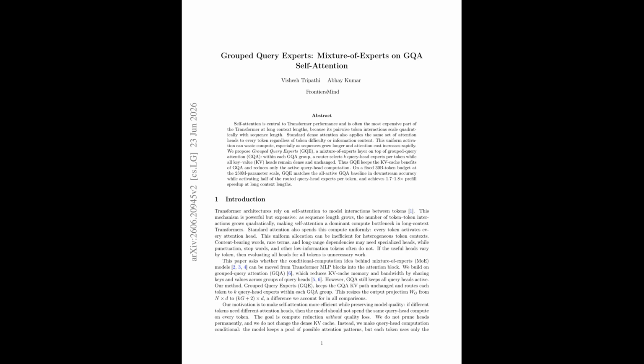Here's how it actually functions. Within each GQA group, instead of a fixed set of query heads, you have a pool of query head experts. For each token entering that group, a small router network produces scores over the experts in the group, applies a softmax to get probabilities, and then picks the top K experts. Those selected experts each compute their own attention output against the group's shared key and value. The unselected experts don't run at all for that token. The result is that only a sparse fraction of query head compute happens per token.